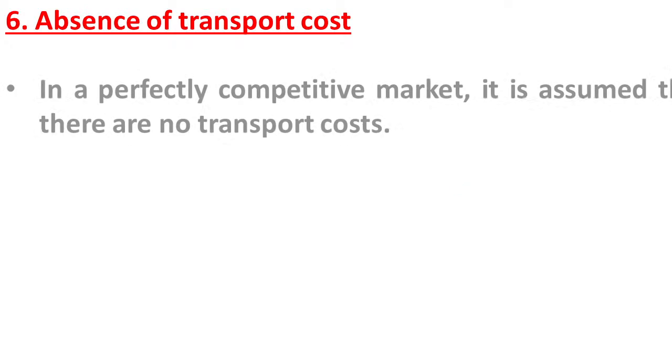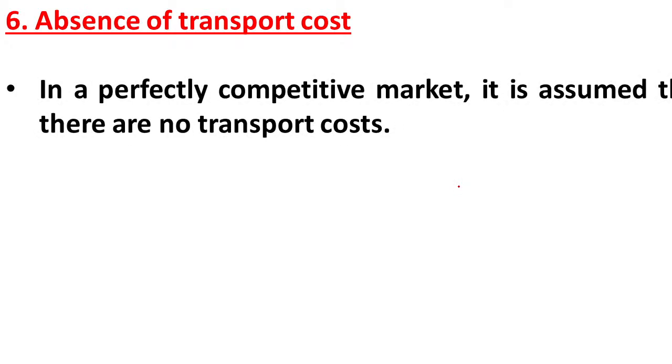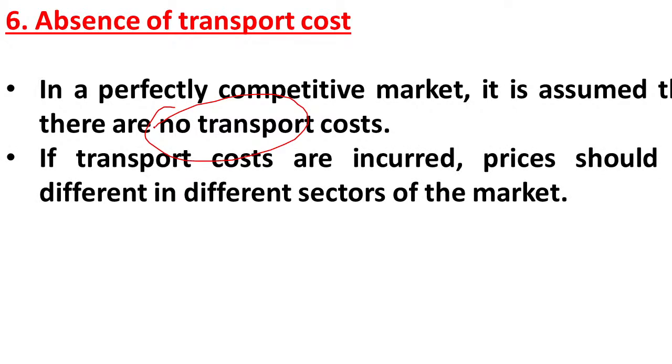Then there is the absence of transportation cost. In a perfect competition market, the transportation cost is not included in the price. In other types of market, we see transportation cost included in the price, and prices are different in different sectors of the market. But in perfect competition, no transportation cost is added to the price, so we can see a uniform price in the entire market.